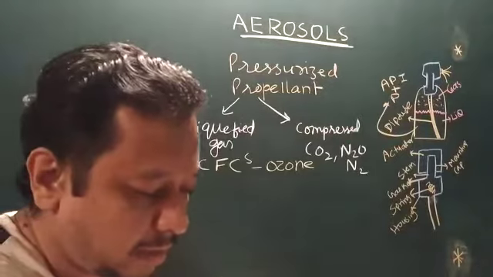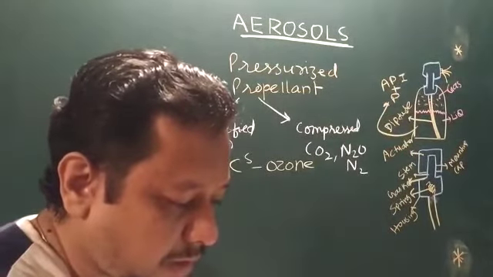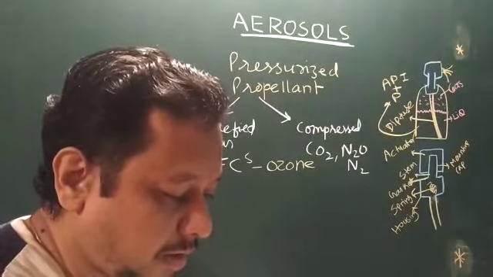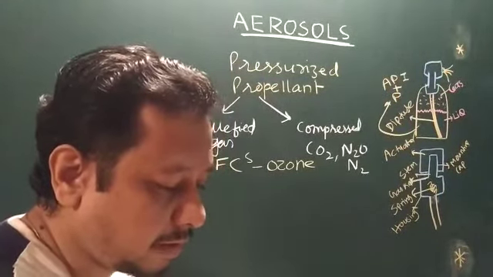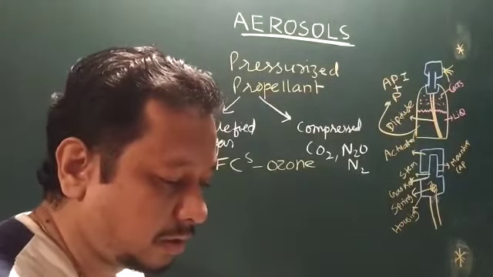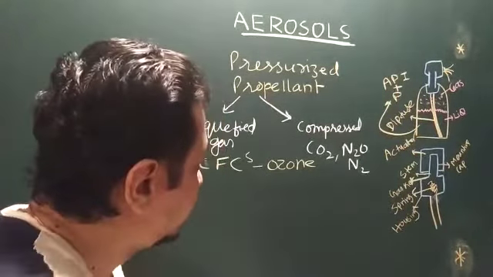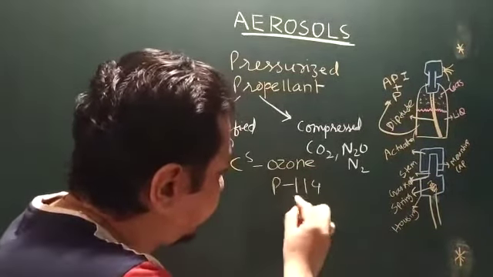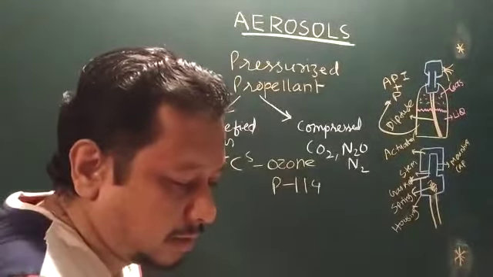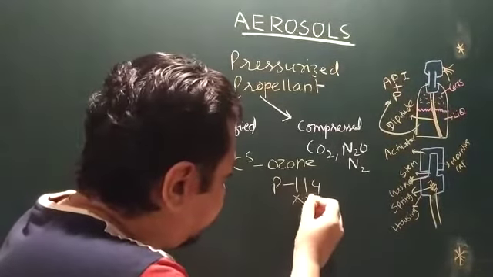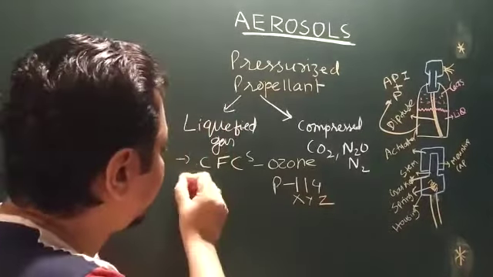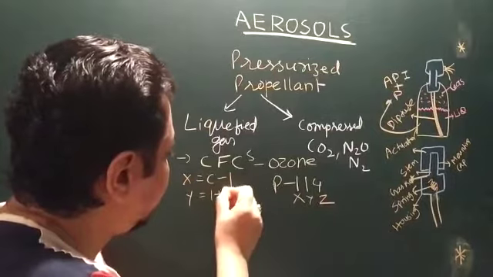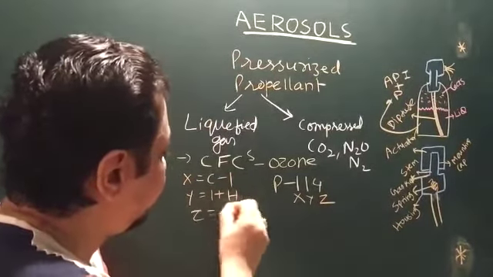So normally you have chlorofluorocarbons, you have difluoroethane. Okay, I will just introduce you to the nomenclature of aerosols. Whenever we say aerosol 114, the propellant 114, we can write 114 in this fashion: X, Y, Z, where X is C minus 1, Y is 1 plus H, and Z is the number of fluorine.